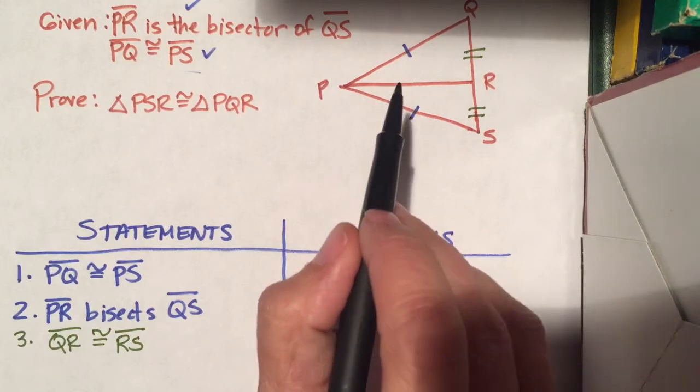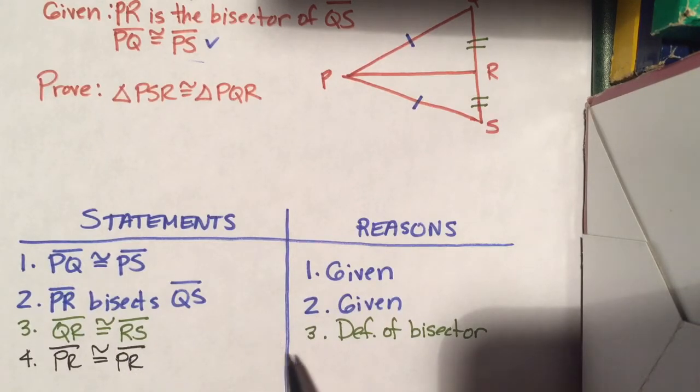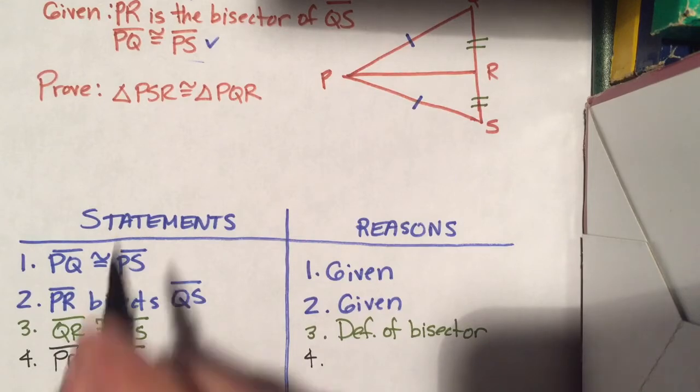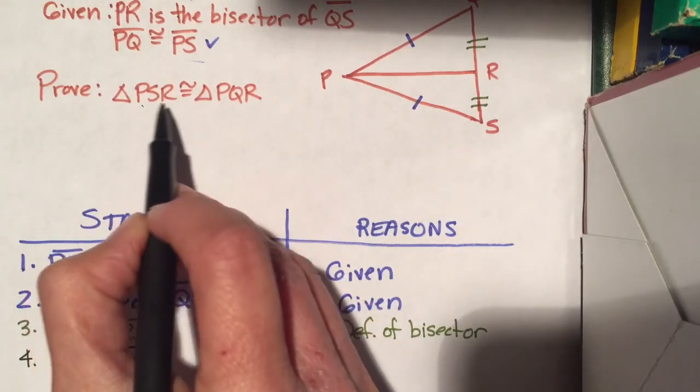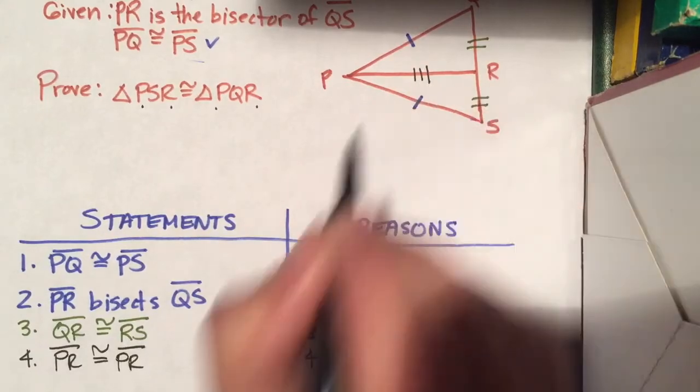However, I do have that shared property, which is PR, so I can use reflexive. I know that PR is going to be congruent to PR or RP. Doesn't matter how you write it. I'm writing PR because if you look in the prove part, it's PR and PR. That's the sequence. And that's our reflexive property of congruence. So I'm going to go ahead and put my 3 slashes there.